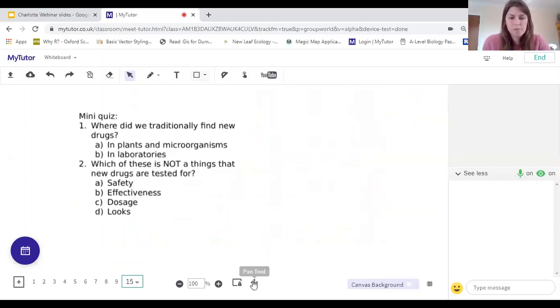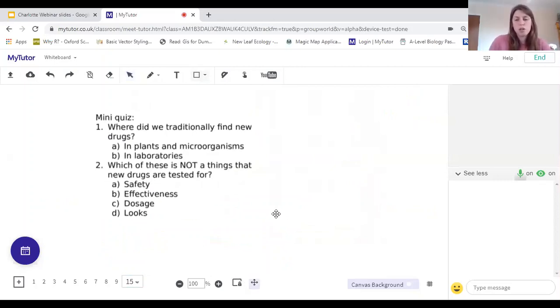Okay, another mini quiz and then we'll do some past paper questions. So, question 1, where did we traditionally find new drugs? A, in plants and microorganisms, or B, in laboratories? A, good, really good. And 2, which of these is not a thing that new drugs are tested for? A, safety, B, effectiveness, C, dosage, or D, looks?